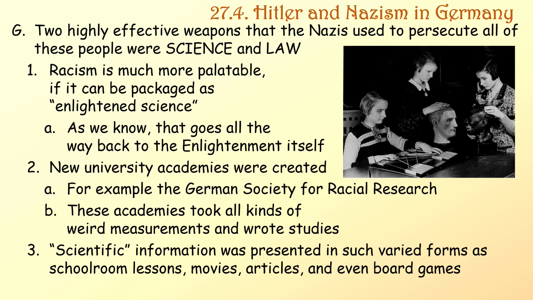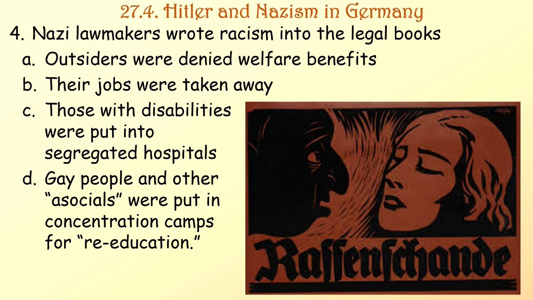and law. Racism is much more palatable if it can be packaged as enlightened science. As we know, that goes all the way back to the Enlightenment itself. New university academies were created, for example, the German Society for Racial Research. And these academies took all kinds of weird measurements and wrote studies. Scientific information was presented in such varied forms as schoolroom lessons, movies, articles, and even board games.